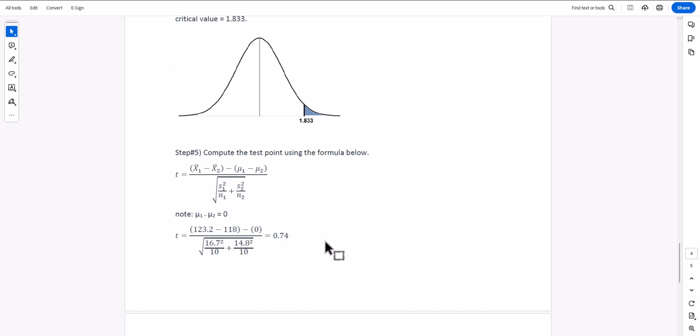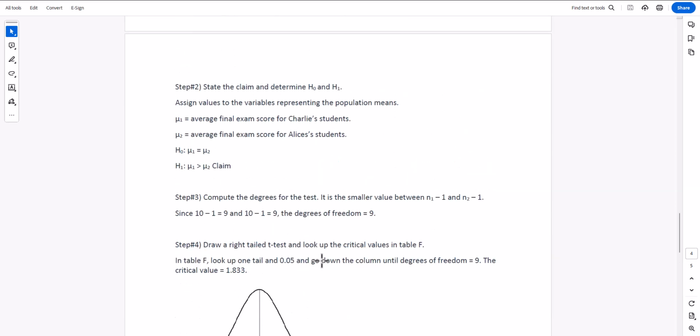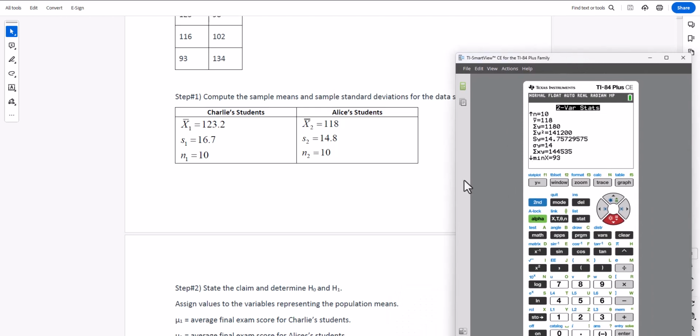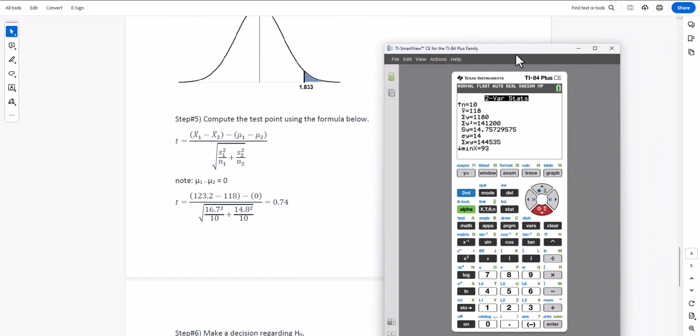Now it turns out that we can also use the built-in function to calculate our test point. So let me show you how this is done. Let's go back down here. So how do we use the given information to calculate the test point? Well, this is the process. Our first step is we enter the data like we did previously. Then we press Stat and we select Test.